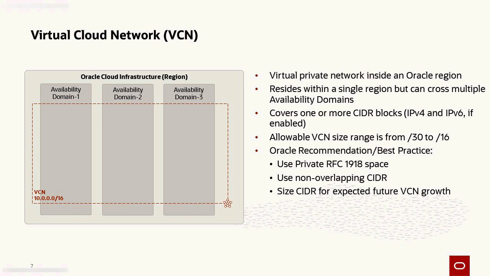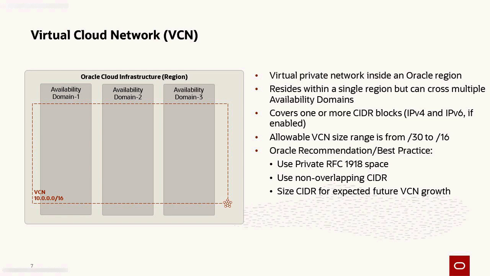The virtual cloud network is a software-defined version of a traditional physical network, including subnets, route tables, and gateways on which your OCI resources run. The VCN resides within a single region but can cross multiple availability domains. A VCN covers a single contiguous IPv4 or IPv6 CIDR block of your choice.